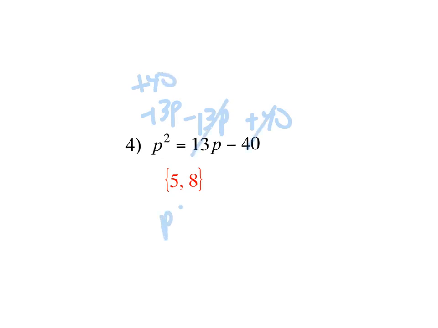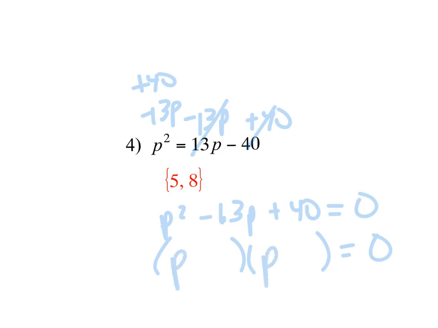So we're going to get p squared. That 13 is negative 13p, and the 40 is positive. Again, our goal is to set it equal to 0. So it's got our 3 terms, so we're going to have our p times p.